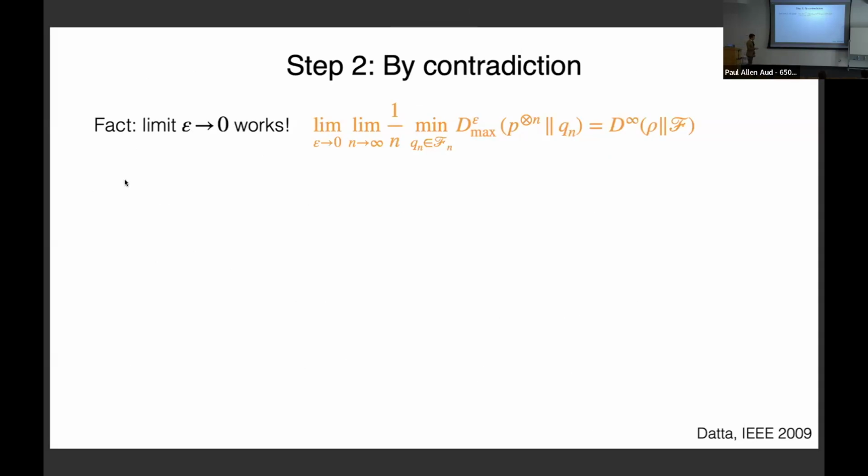Another thing that Nilanjana's data showed is that, in fact, if you take the limit epsilon going to 0, you get this quantity, as I anticipated before. So if you remove this limit, this is precisely what we have to prove. But if you put the limit, it works, and it's easy to show.